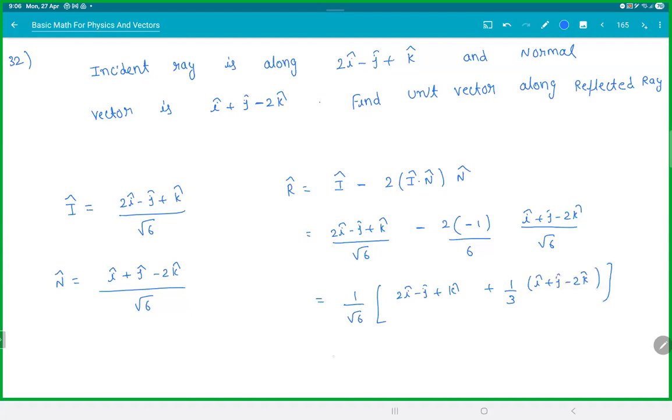Brute force solving, there's nothing tricky in this. So 1 by root 6, that's 2 plus 1 by 3, 7 by 3. Just check the calculations, I could have goofed up. Minus 1 plus 1 by 3, minus 2 by 3 j cap, and 1 by 3 k cap.